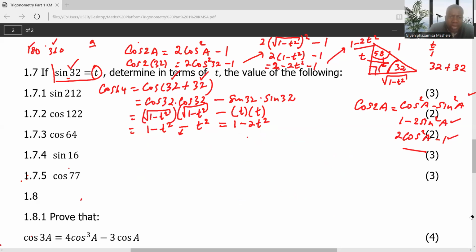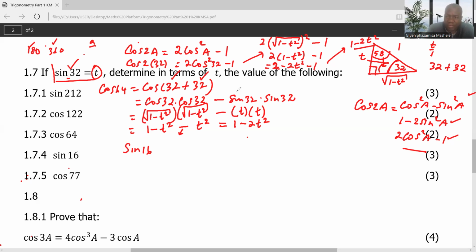Then the other one is 1.7.4. It says sine of 16. Let's check, we would not have 16 there. But if you take 32 divided by 2, it gives us 16. So this is a half angle actually. And since it's a half angle, it means we use that 32 as a double angle in order to get the half. But now we want sine 16.